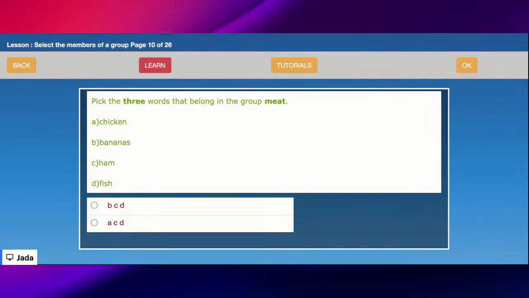So which one is for the meats? ACD. So that's chicken, ham, and then fish. Okay.